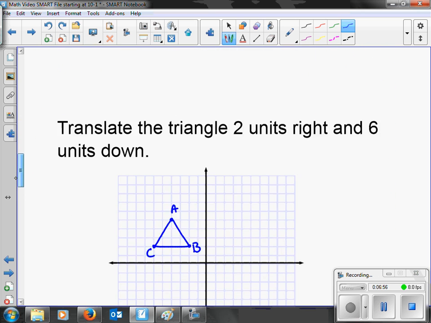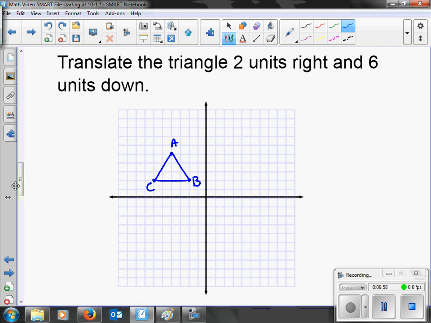Okay, let's try another one. Translate the triangle 2 units to the right and 6 units down. So first I'm going to write out where my points are. A is 1, 2, 3, 4, negative 4 units to the left. Okay, so it's 4 units to the left, and then it's 1, 2, 3, 4, 5 units up.